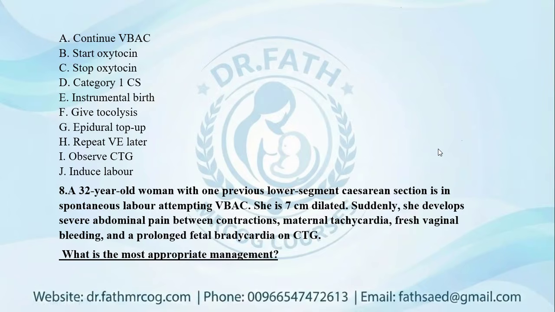Typical scenario. The patient has a previous lower segment cesarean section, they tell you. Maybe she is in rupture. Yes, it looks like rupture because she suddenly develops severe abdominal pain between the contractions, then maternal tachycardia, the CTG becomes abnormal, and you have bleeding. Sometimes the presenting part is high in your hands. So this is a feature of rupture uterus, because you must be very careful if the patient will deliver by VBAC, vaginal birth after cesarean section.